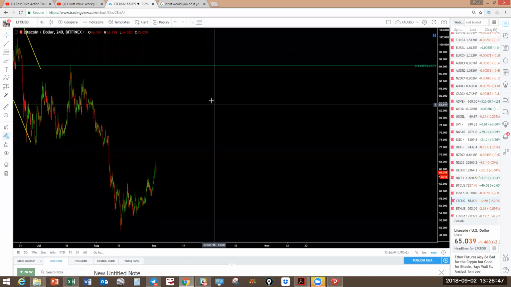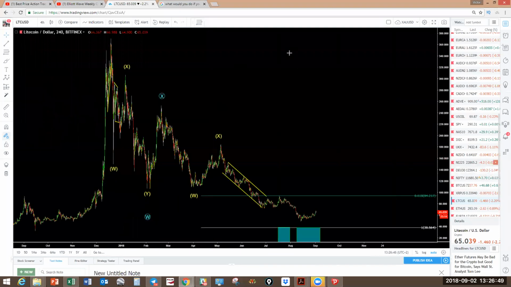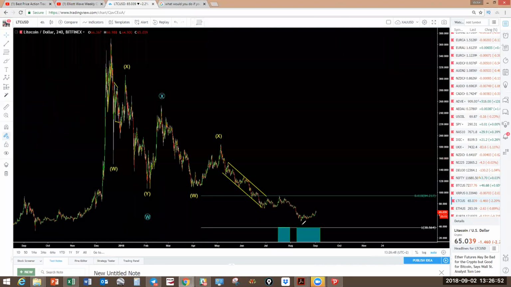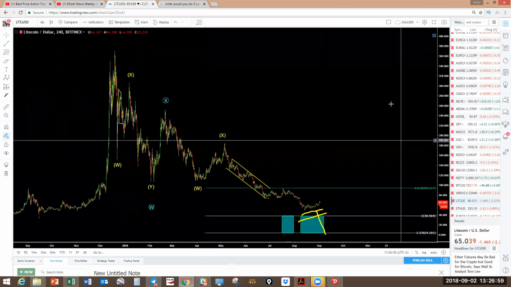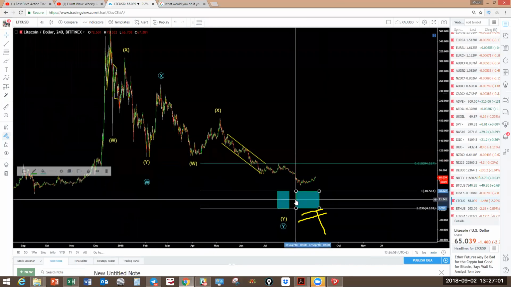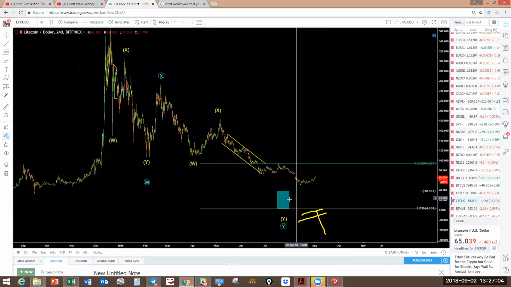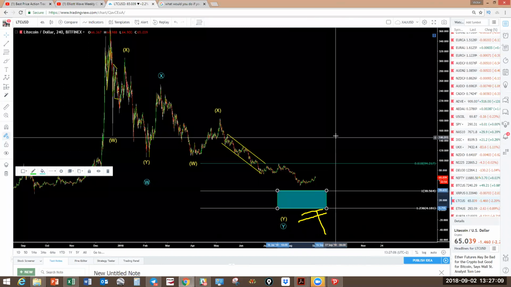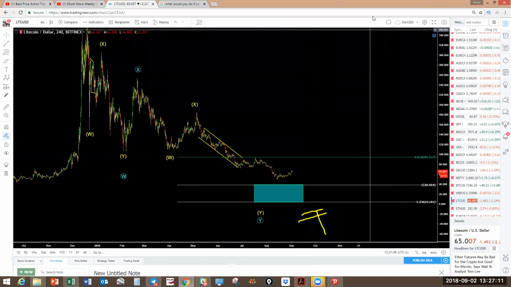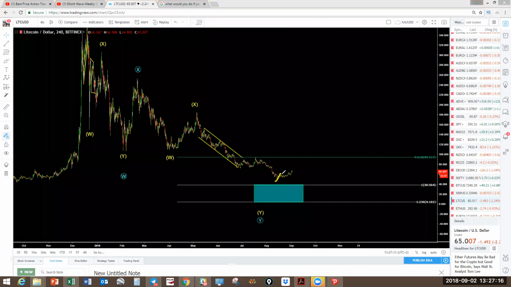Let's just have a look at the higher time frame. In the higher time frame, we are looking for this to eventually come back to that level. I've got two boxes. We are looking for this to come back down into the blue box, and that is the structure that you're looking at. This looks like a 3-wave structure currently. If it breaks, we are coming back down to the blue box.